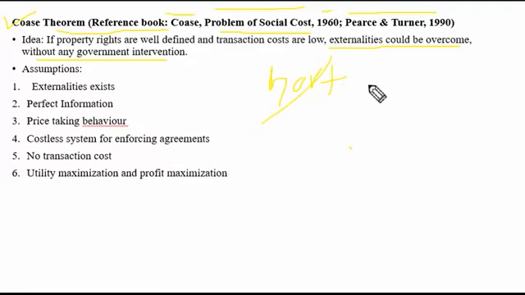Private bargaining could reach a better, efficient outcome when property rights are well defined and transaction costs are low. The assumptions for this theorem are that externalities are there, there is perfect information among the people involved in the bargaining, both have price-taking behavior, and there is a costless system for enforcing agreements in courts. Again, there is no transaction cost, which is very important. Further, utility maximization and profit maximization are expected among those people.